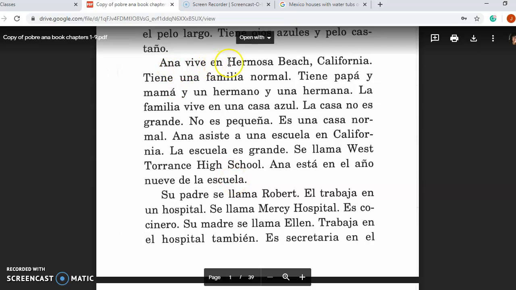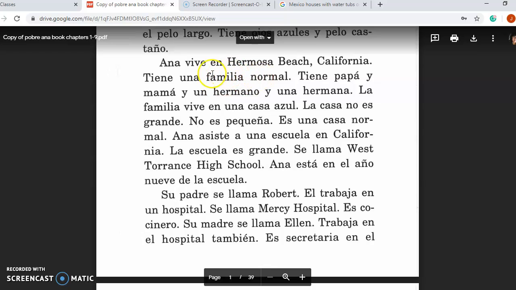Anna lives in Hermosa Beach, California. Hermosa Beach, hermosa is actually a Spanish word, and it means beautiful. So that place in California is Beautiful Beach. I don't know why they didn't just use the word beach in Spanish too, which is playa. Then it would be playa hermosa. The words would have to be switched. But anyway, so she's a California girl.